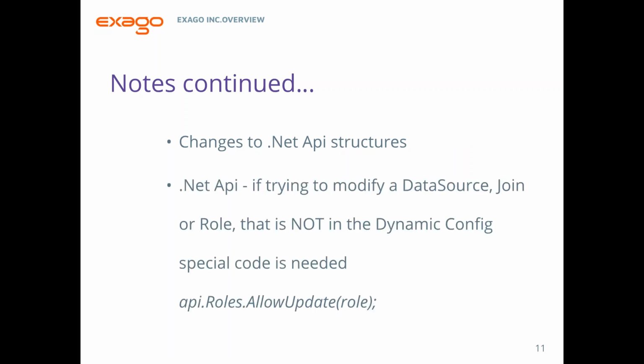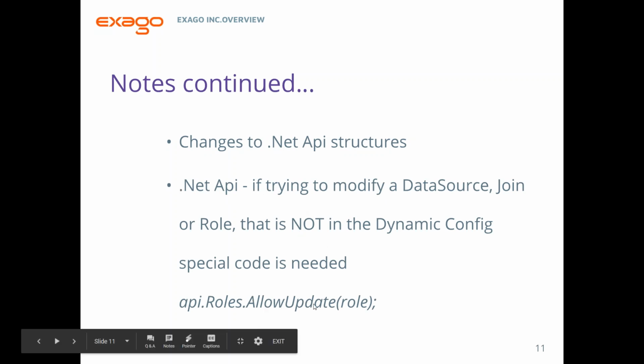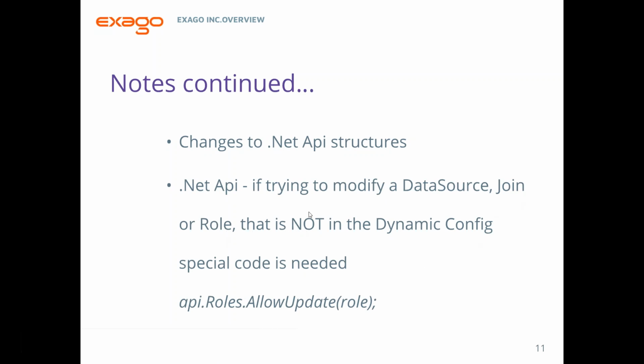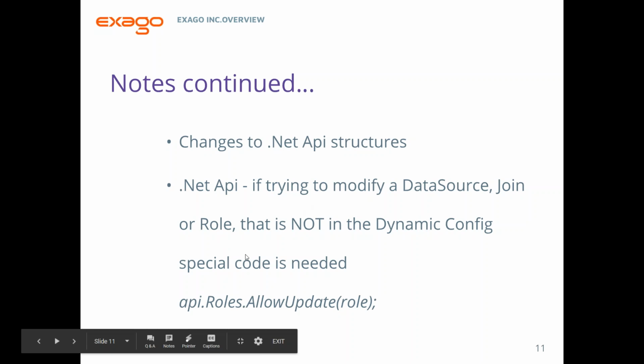Okay, we've got a few more notes. Bear with me here. So there have been some changes to the .NET API structures. Specifically, most objects now have a property around allowing update. So your data sources, your joins, and your roles that are not in the dynamic config file will require some special code if you're using the .NET API. So for example, here, on your API objects, on the roles collection, there's going to be a property called allow update.